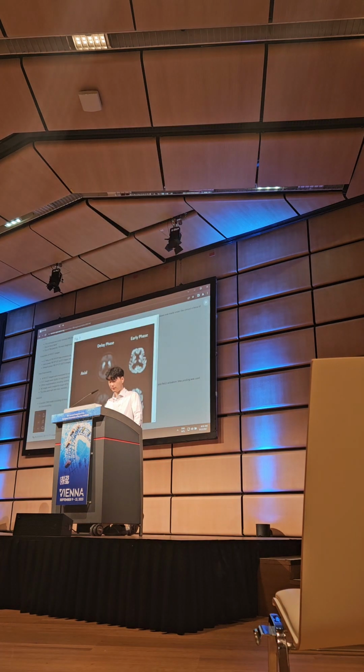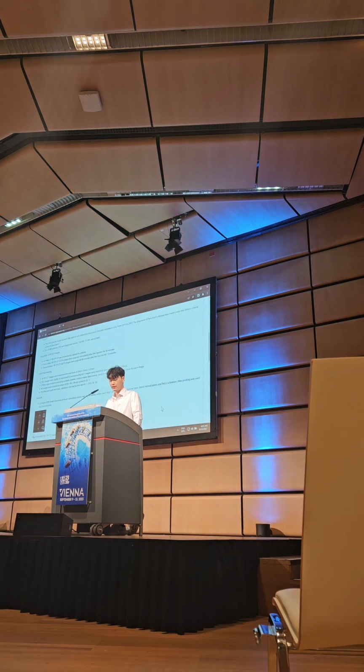This is an example dual-phase image from one of our training sets. All images were then cropped to 96 by 96 by 96 before being input to the model. The data were split into train, validation, and test by the ratio 8 to 1 to 1.